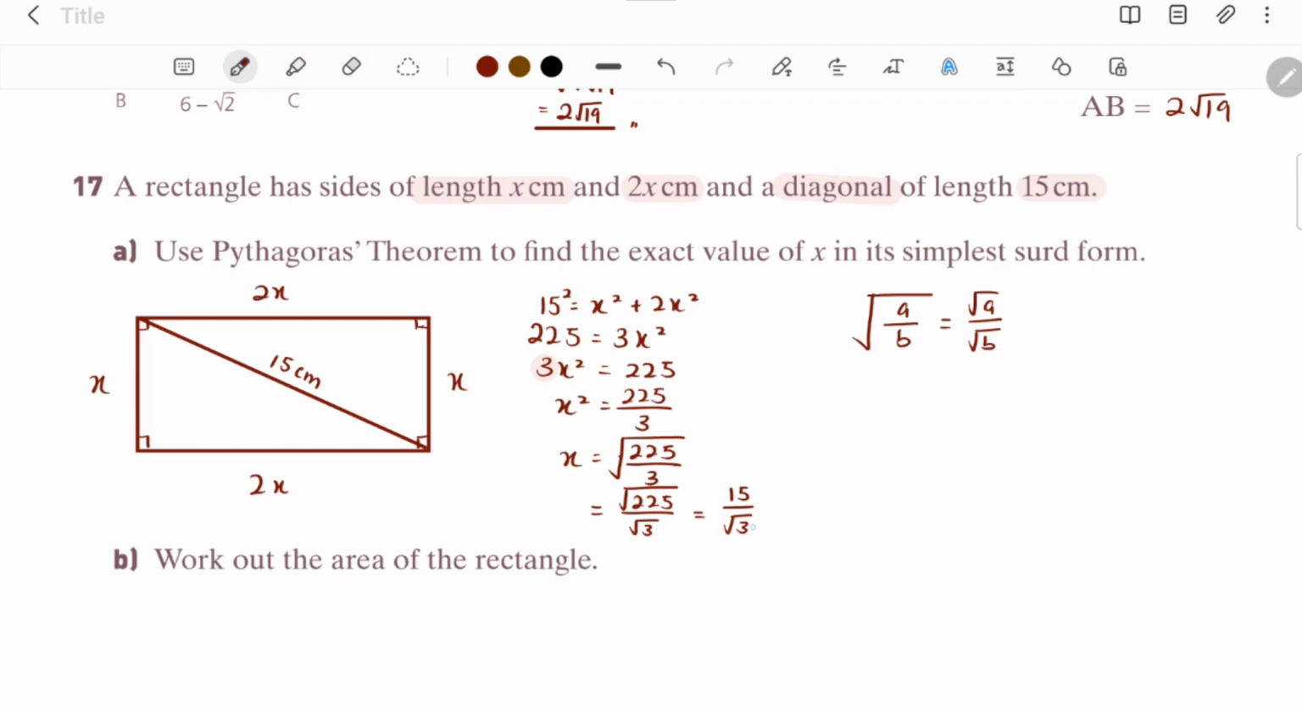And then we have to rationalize it because the surd is at the denominator there. So this one, you multiply it with surd 3 over surd 3. Okay, so 15 times surd 3 over surd 3 times surd 3, you get 3. Further simplified, 15 can be divided by 3 to get 5, and then surd 3 copy back down. This one will be your final answer.